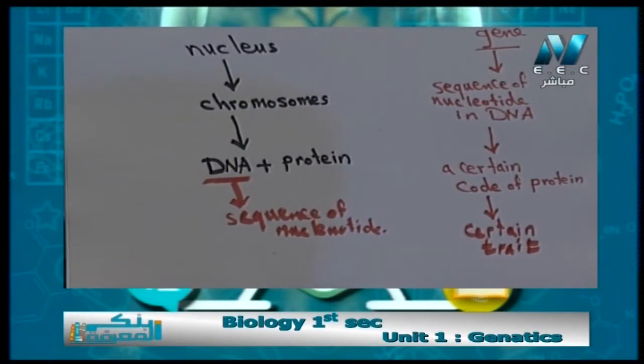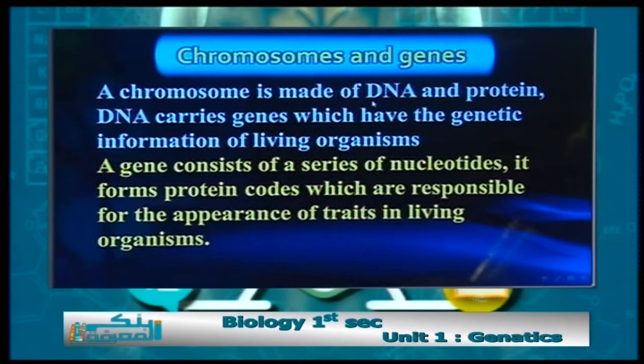A chromosome is made of DNA and protein. DNA carries genes which have the genetic informations of living organisms. A gene consists of a series or a sequence of nucleotides. It forms protein codes which are responsible for the appearance of the traits in living organisms.